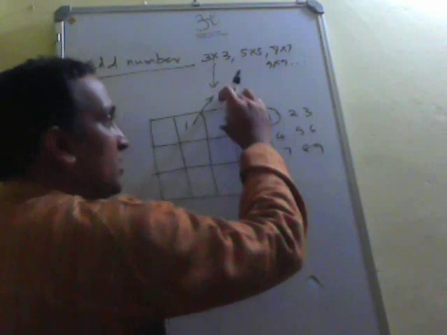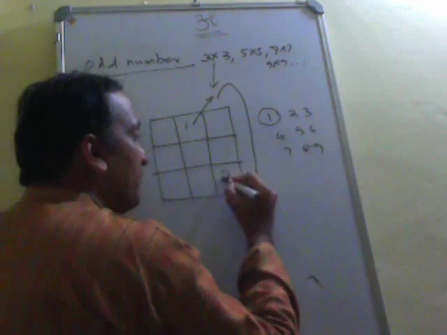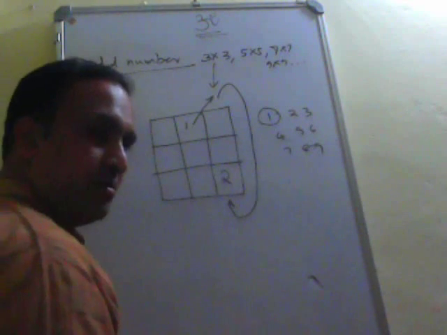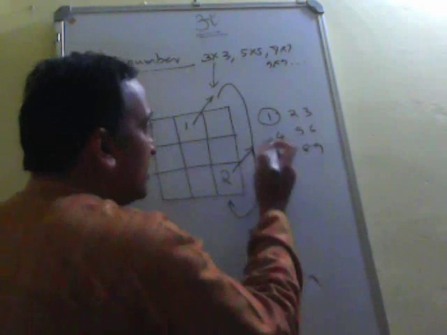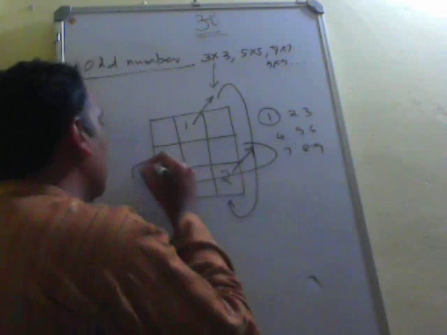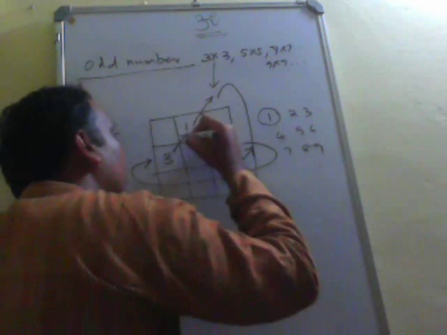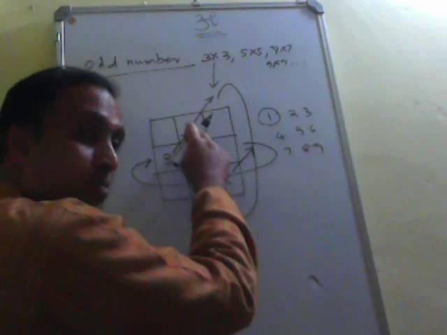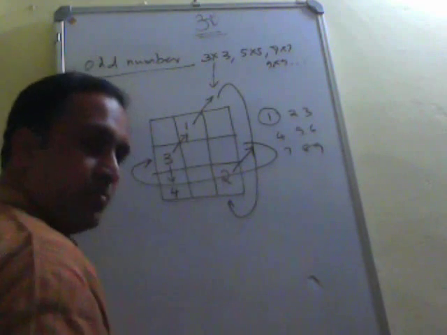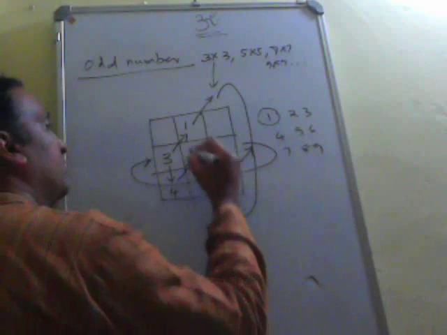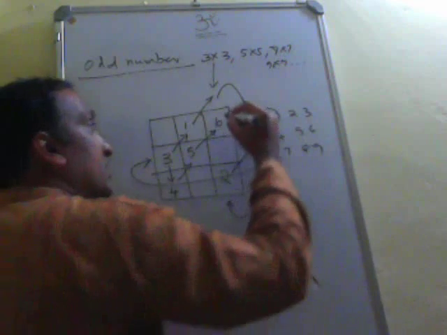If there is nothing here, you rotate, come here, put it here. This will become 2. Next number, you go diagonal up, right side. Nothing is there, so you will have to go 3. Again you go diagonal up. In this case it's already filled. The moment it is filled, you have to put it down, 4. Then again diagonal up 5. Diagonal up 6.